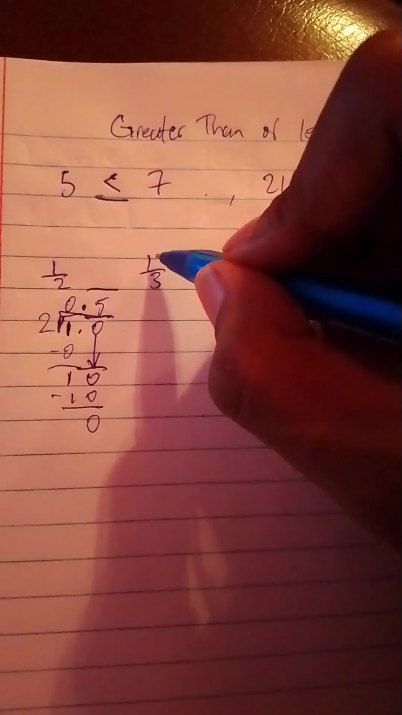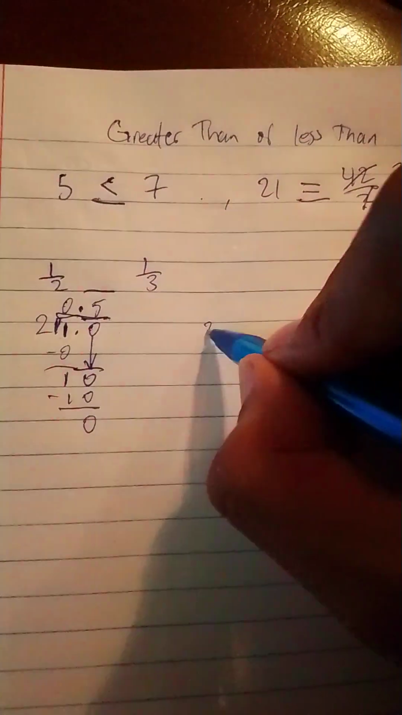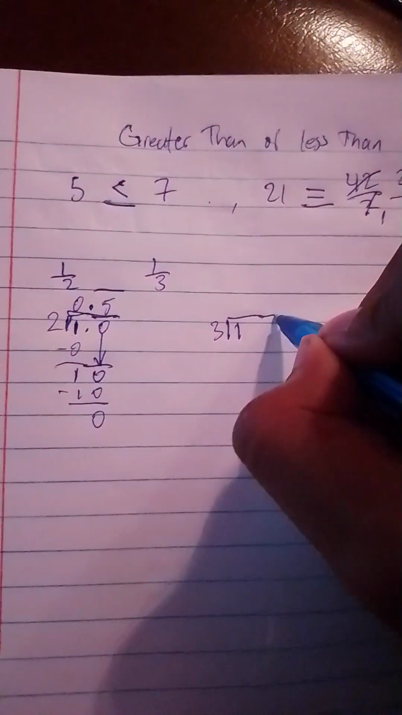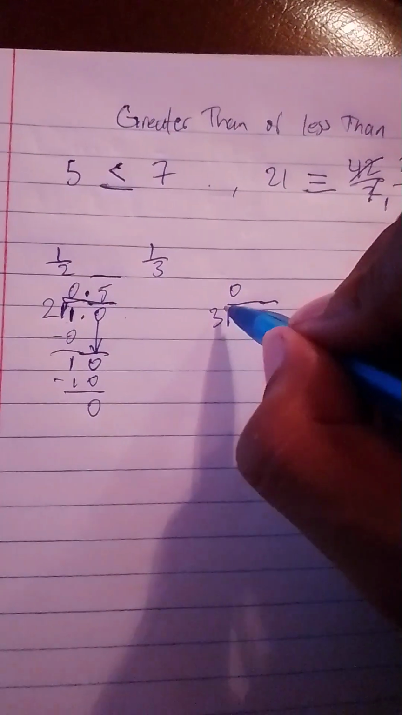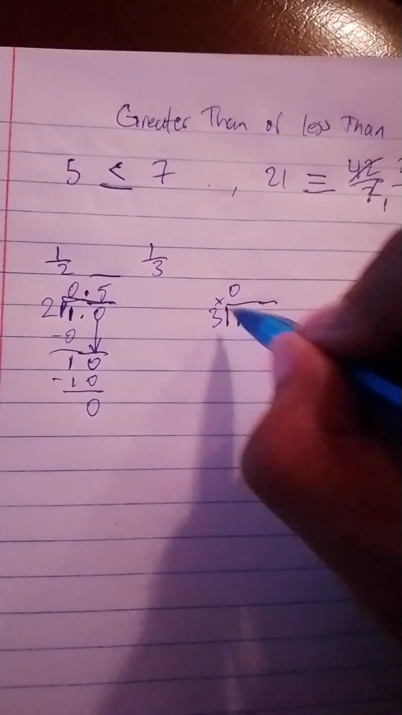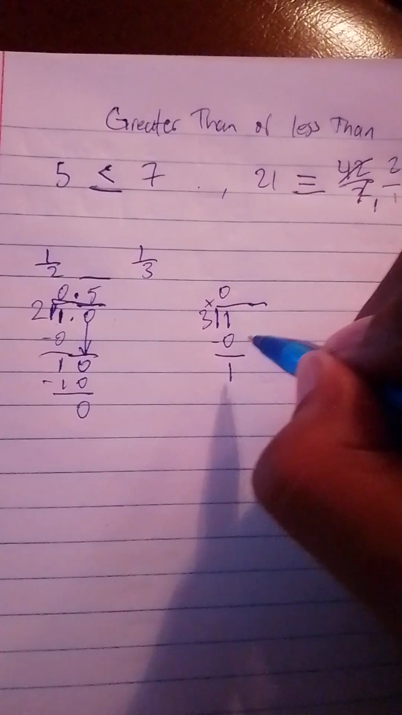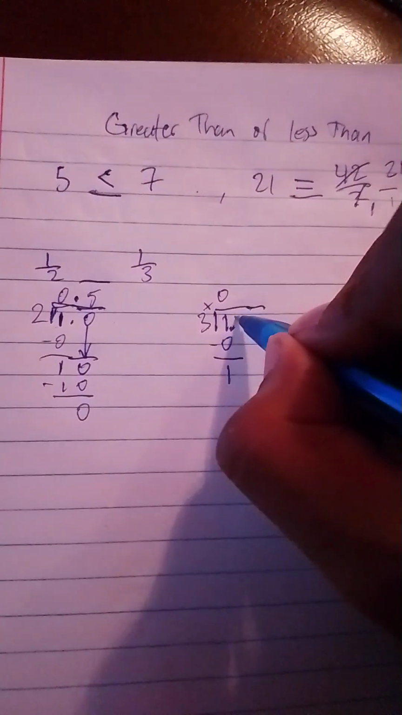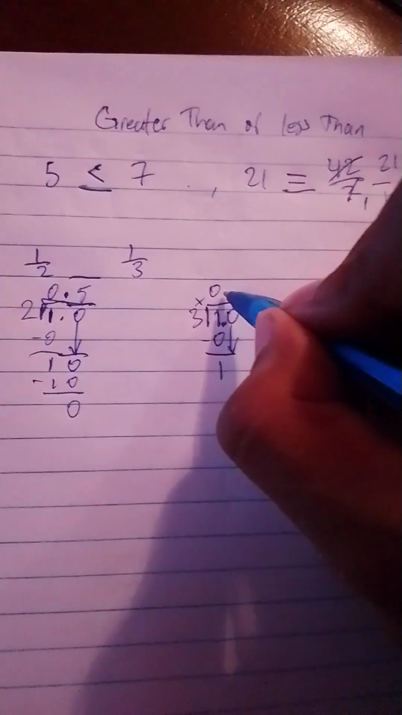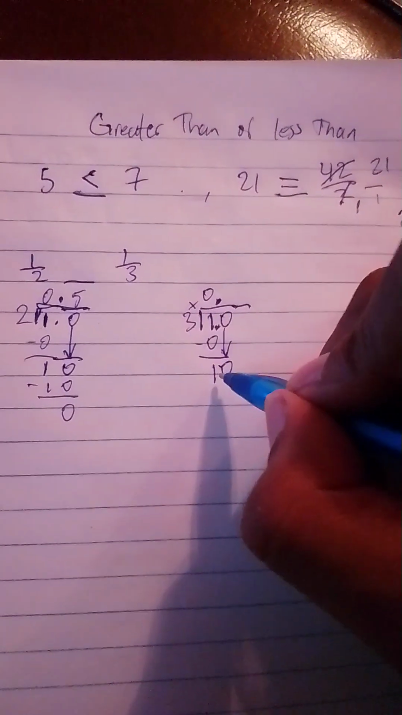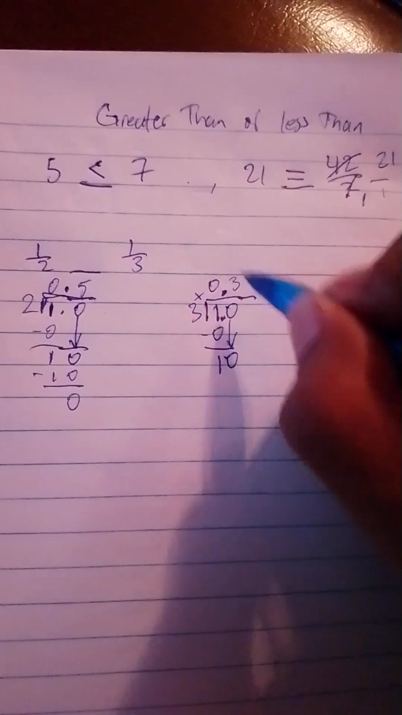Alright, now we have 1 divided by 3. 3 could go into 1 how many times? 0. Alright, 0 times 3. Right, 0 times 3 is 0. Right, 1 minus 0 is 1. I added my decimal, bring this down, and don't forget to put your decimal up top. 3 can go into 10 how many times? 3 times, right? 3 times 3 is 9.